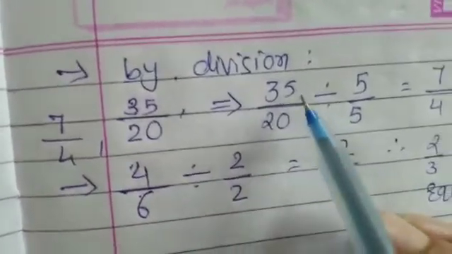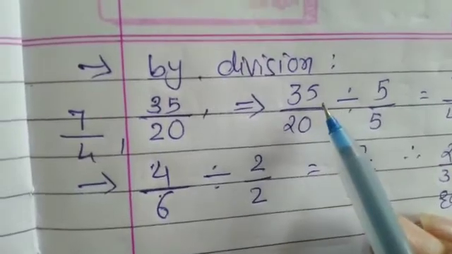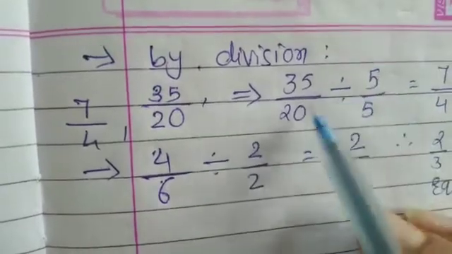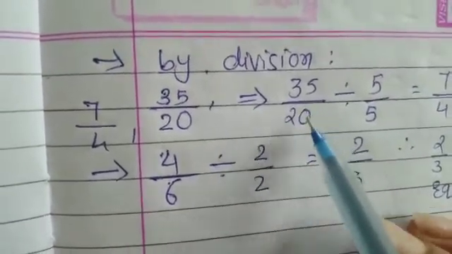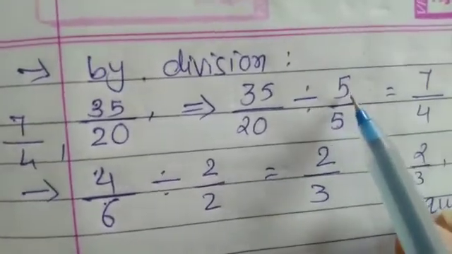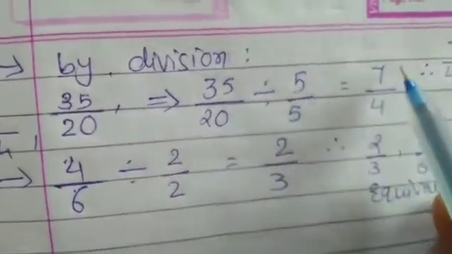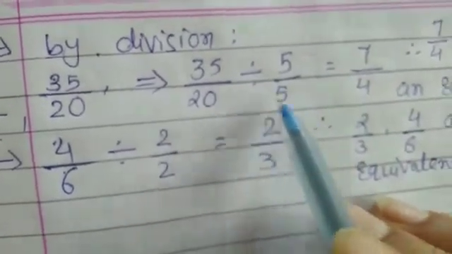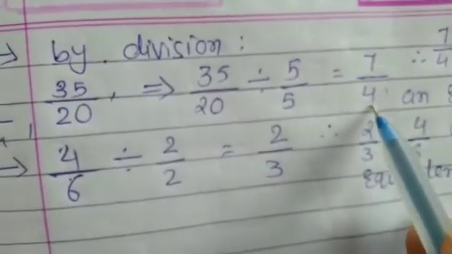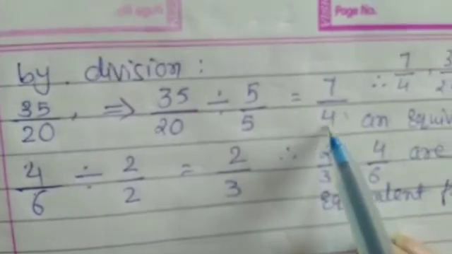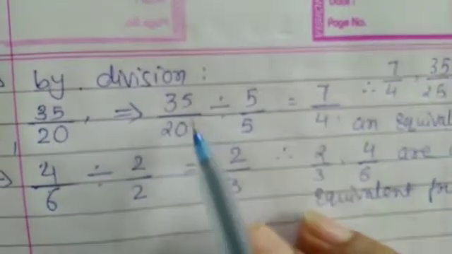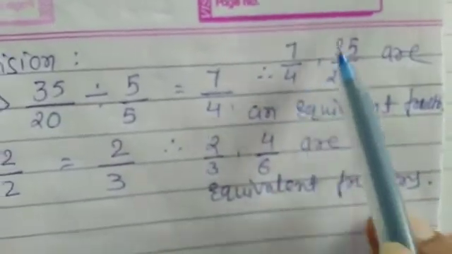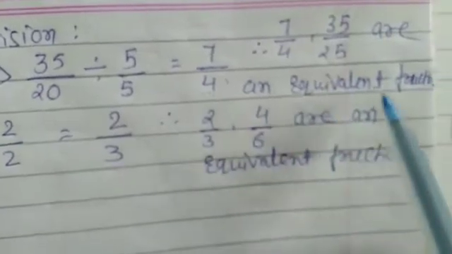Now to find an equivalent fraction by division, I will divide the numerator by 5, and the denominator will also be divided by 5. So here 35 divided by 5 is equal to 7 as the numerator, and the denominator 20 divided by 5, the answer will be 4 as the denominator. Means 7 by 4 is a new fraction which is equivalent to 35 by 20. So here we can write 7 by 4 and 35 by 20 are equivalent fractions.